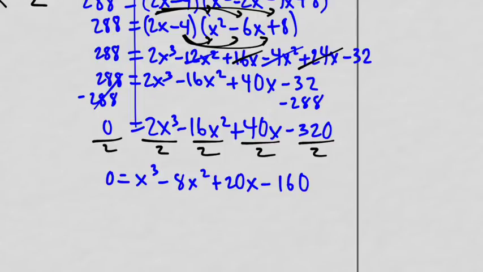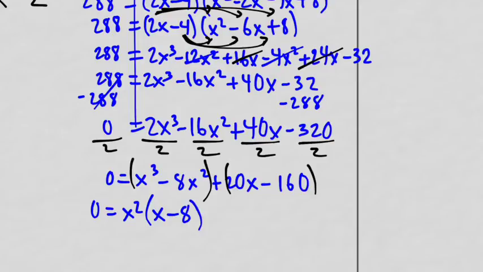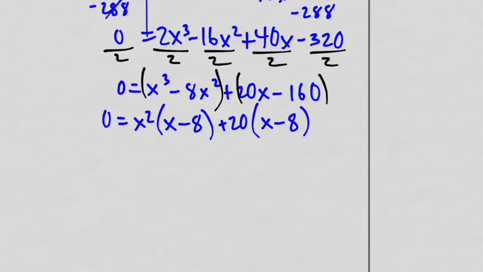And finally we're ready to factor by grouping. I'm going to group these two together, and these two together, and see what I can get out. For the first pair, I can factor out x squared, and that leaves me with x minus 8. For the second pair, I can factor out 20. They're both divisible by 20. And that leaves me with x minus 8. There it is. That's just what I wanted. I see x minus 8 on both of them. So x minus 8 is the first one, and x squared plus 20 is the other one.